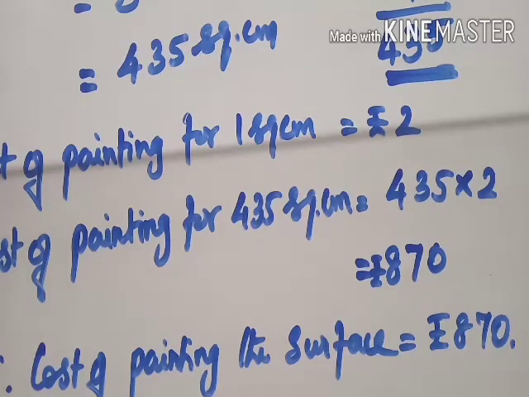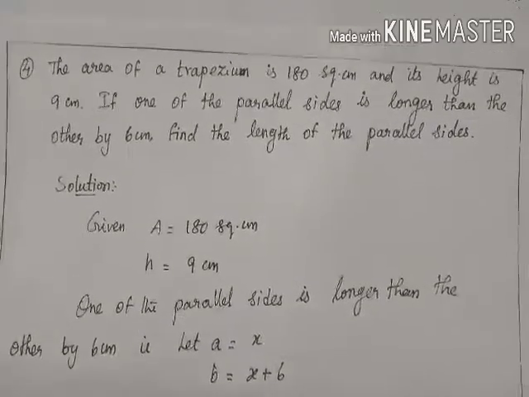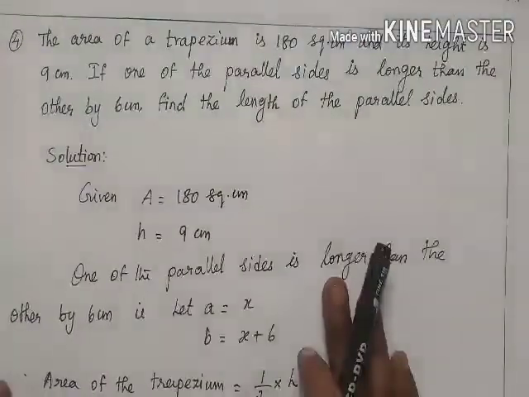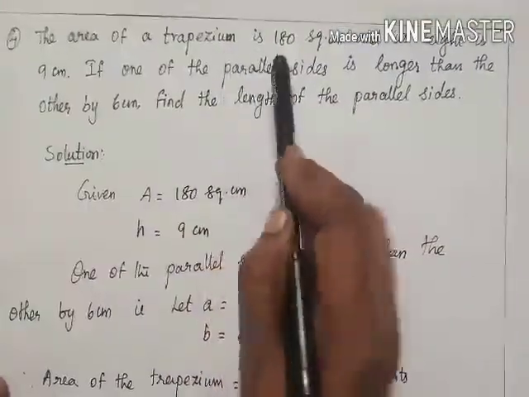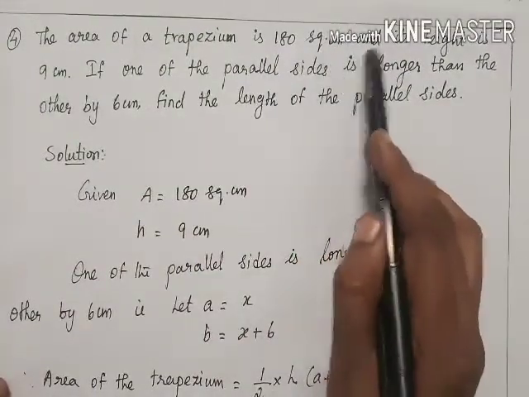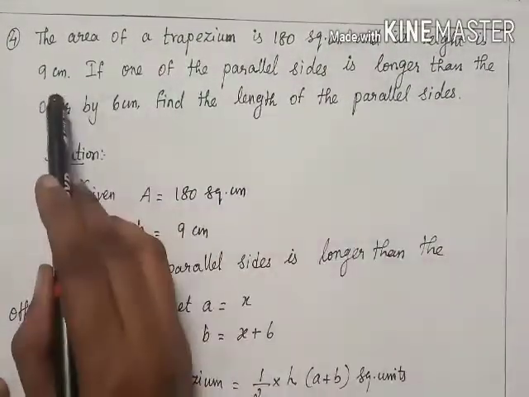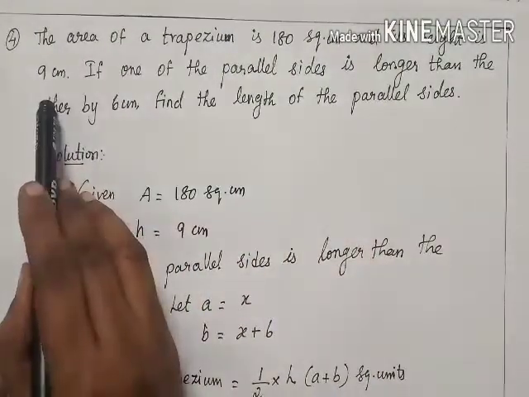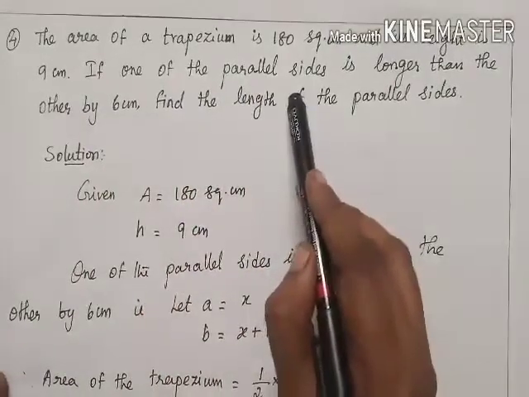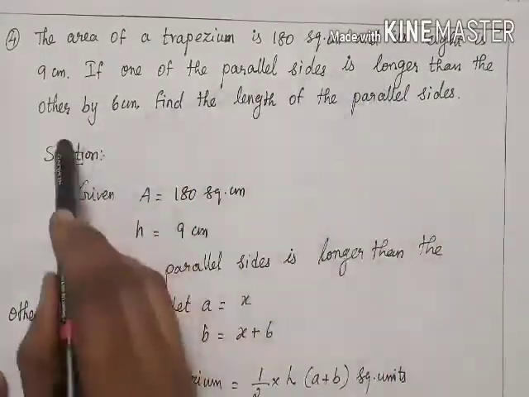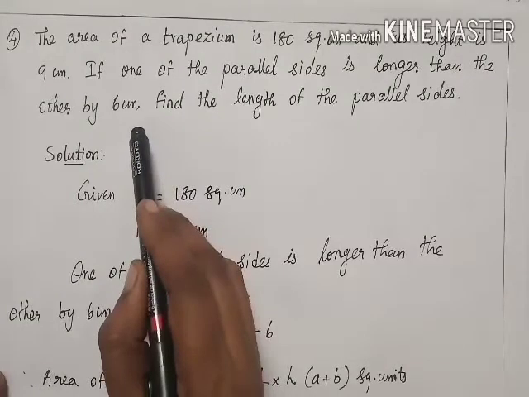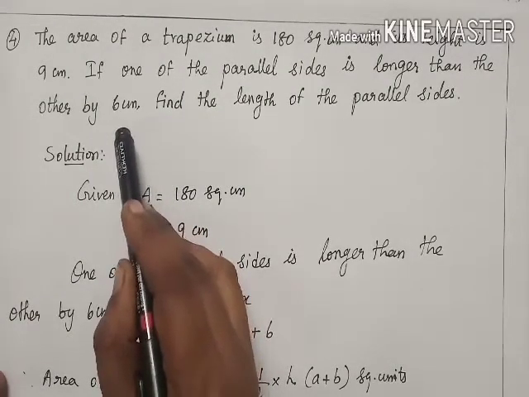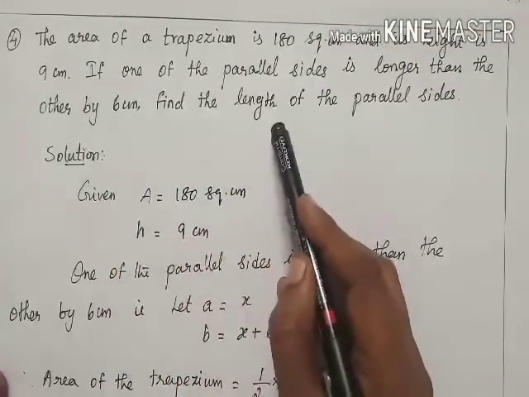Now, based on this, fourth question. Listen here, Kana. Area of a trapezium is 180 square centimeter and its height is 9 centimeter. That is, area is given and height is given, right? One of the parallel sides is longer than the other by 6 centimeter. We don't know the parallel sides. Find the length of the parallel sides.